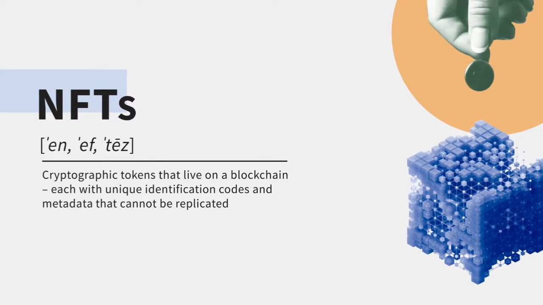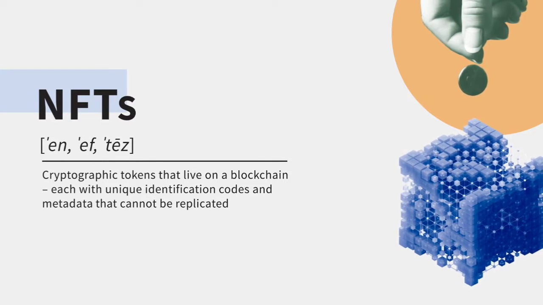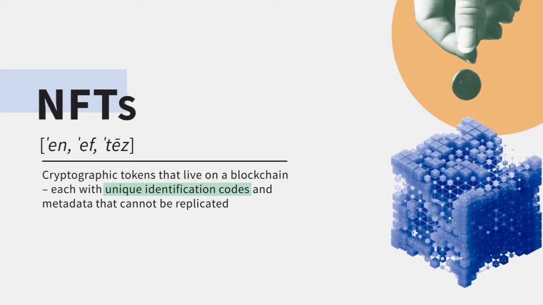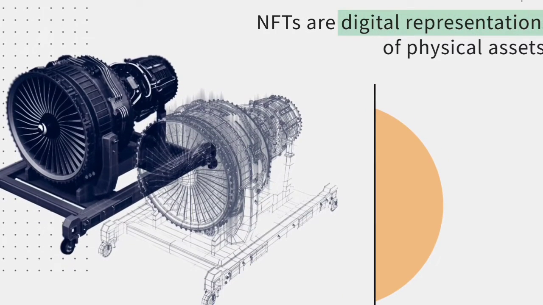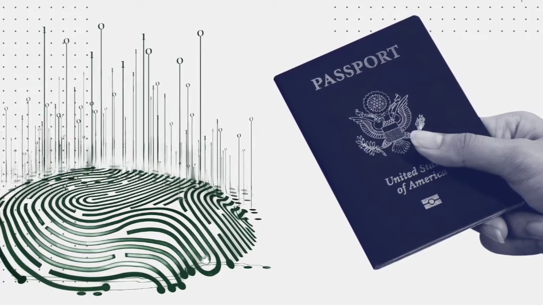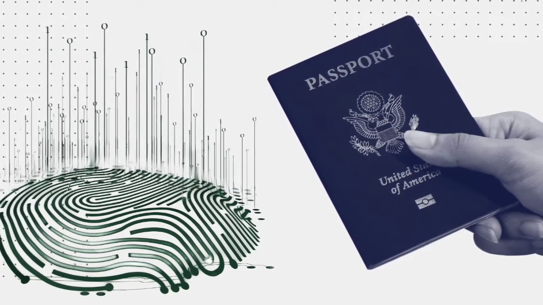Non-fungible tokens, or NFTs, are cryptographic tokens that live on a blockchain, each with unique identification codes and metadata that cannot be replicated. NFTs are digital representations of physical assets. They're often likened to digital passports, since each token contains a unique, non-transferable identity to distinguish it from other tokens.